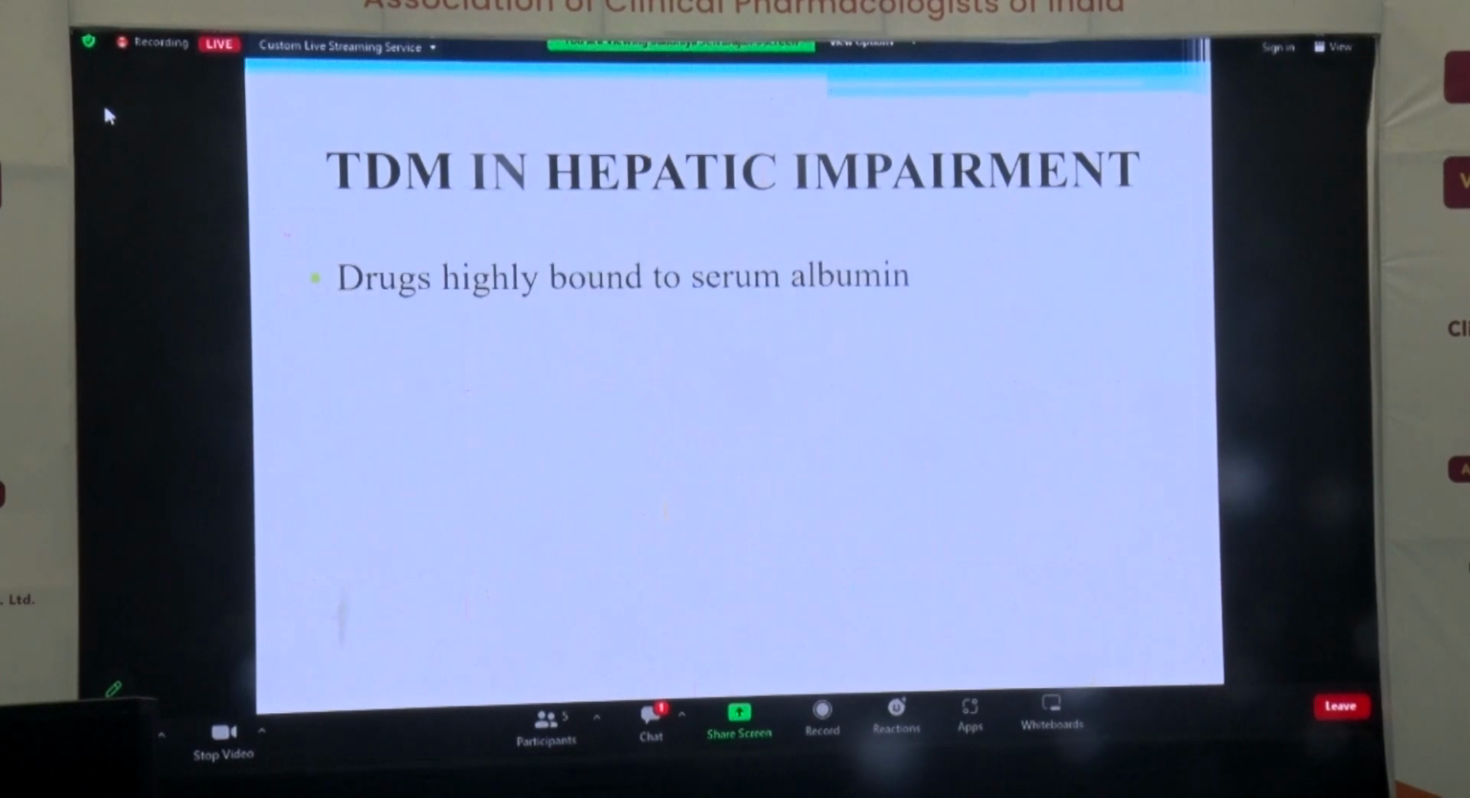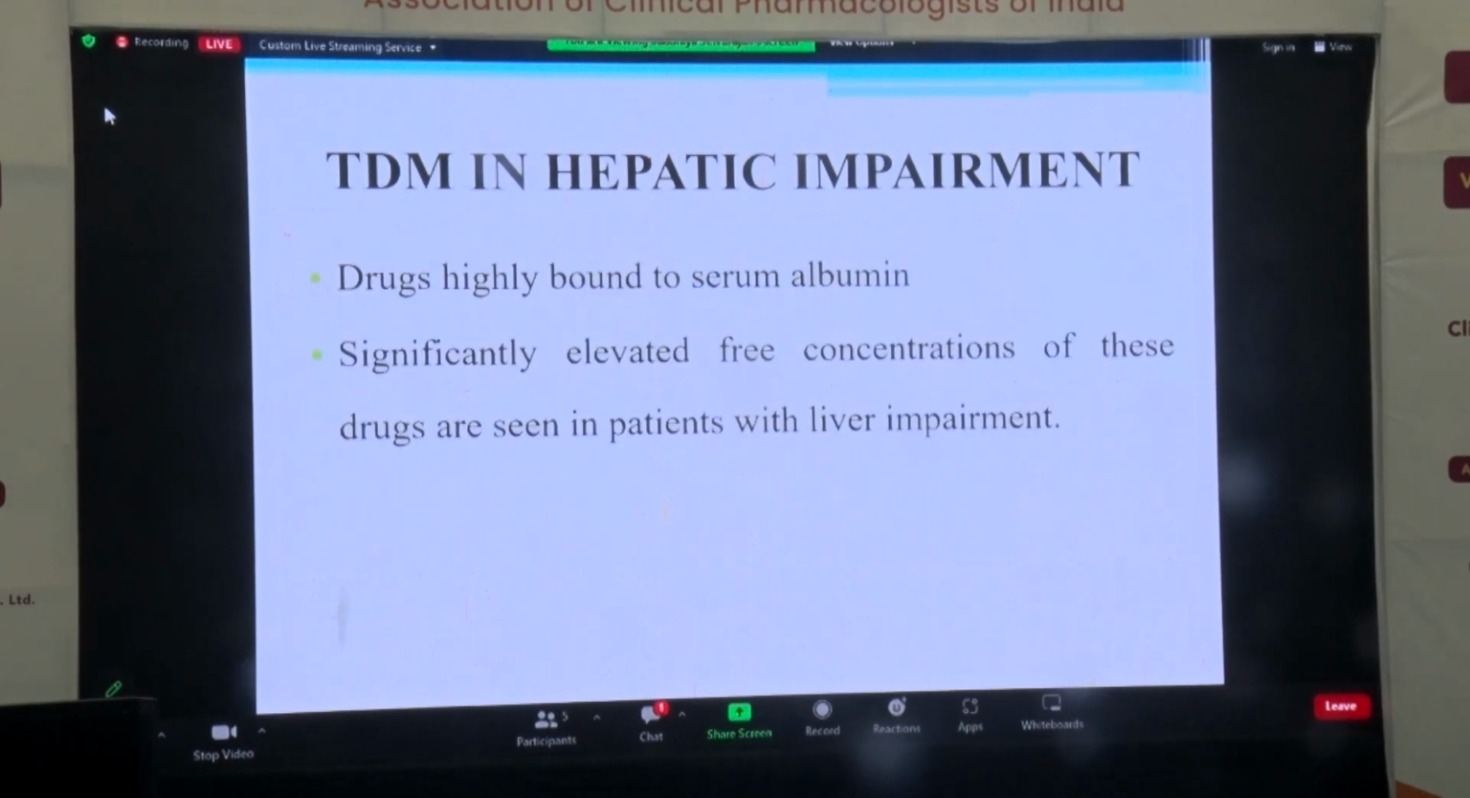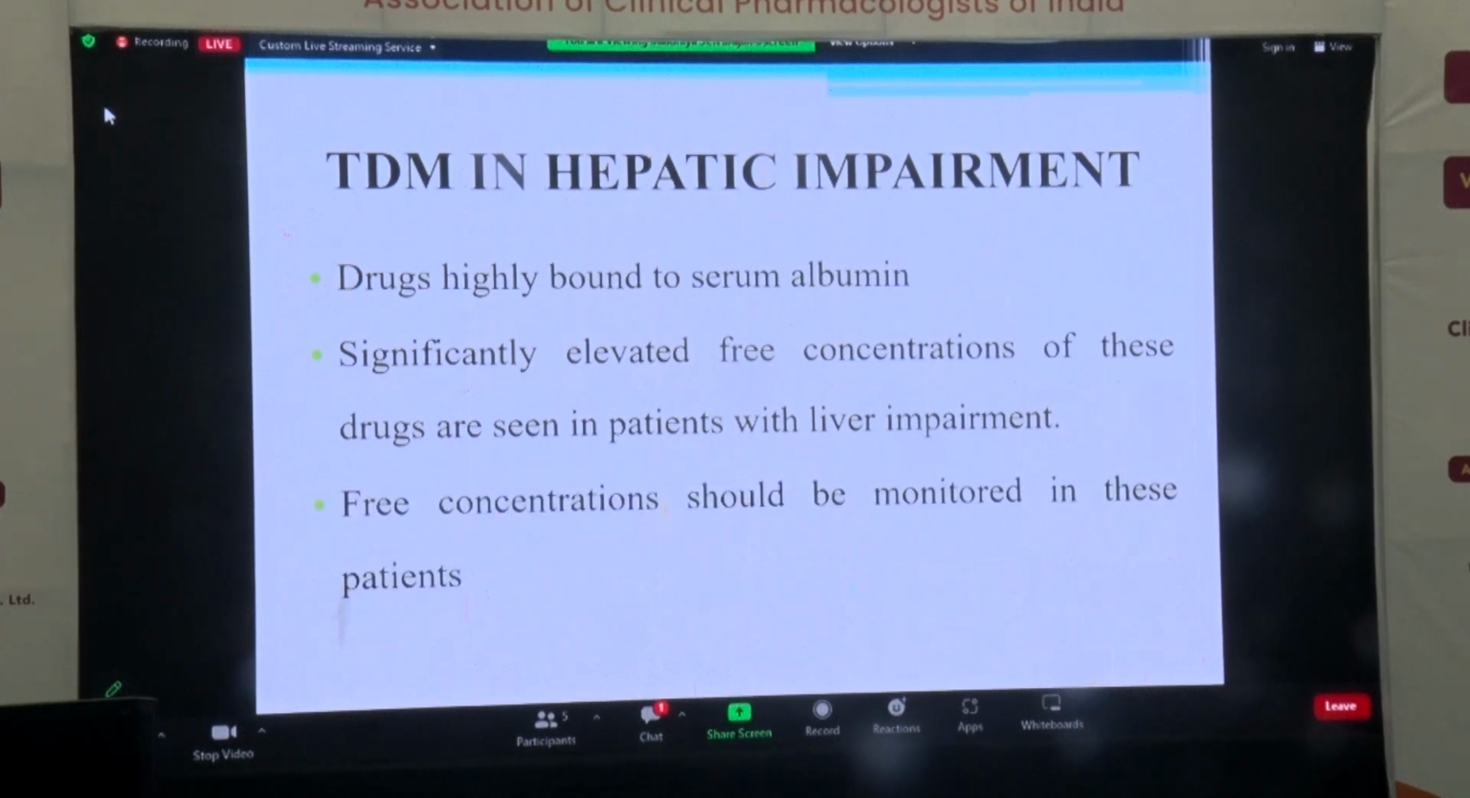Similarly, for patients with hepatic impairment, most of these anti-epileptic drugs are highly bound to serum albumin, and hepatic impairment can lead to reduced serum albumin, resulting in elevated free concentration of the anti-epileptic drugs, which could lead to toxicity. Though we measure the plasma concentration of the drug, it may be within the therapeutic range because this is the total concentration. But if we measure the free level, it may be high in these kinds of patients. This partially answers the scenario which I had shown in the first slide of my talk.